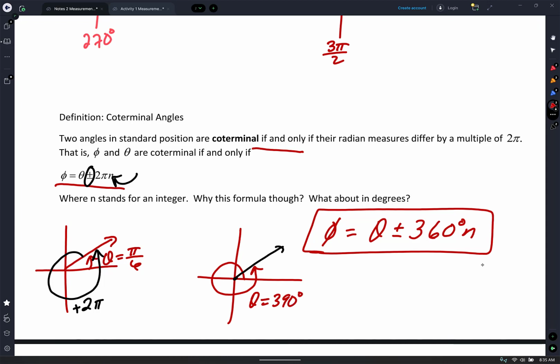Well, don't worry, I'll stop. That is the same as 30 degrees because you did a whole revolution, which is 360. And what's the difference between 360 and 390? 30. So 30 degrees and 390 degrees are coterminal. It creates the same ray.